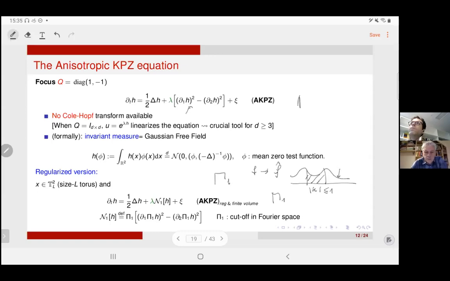I have a question about this Gaussian free field. The free field is isotropic. It is rotationally invariant, and the model is not. It's a little surprising that the model is... you're right. So if you change, for instance, x1 to x2 and h to minus h, the equation is invariant. And the Gaussian free field is also invariant in law.